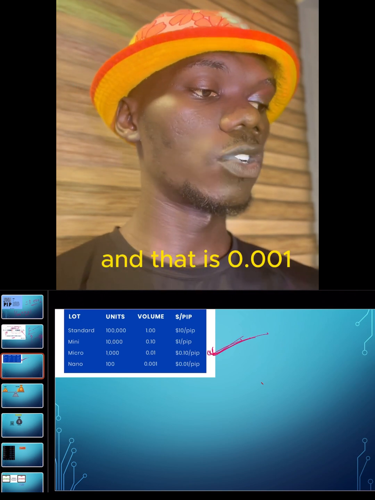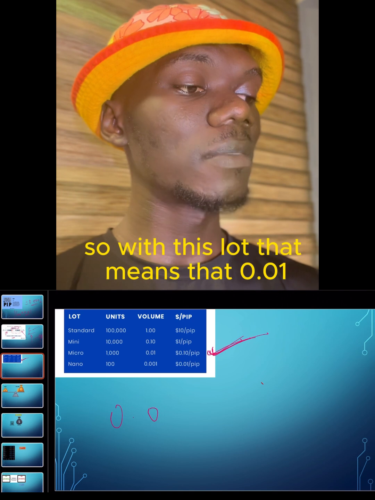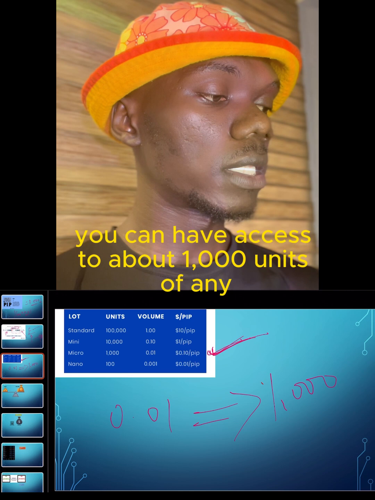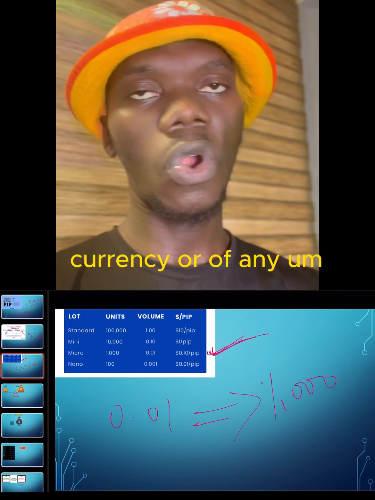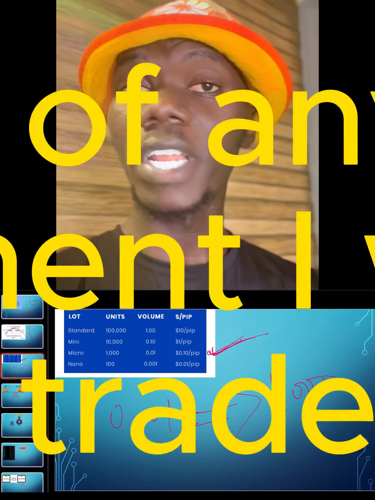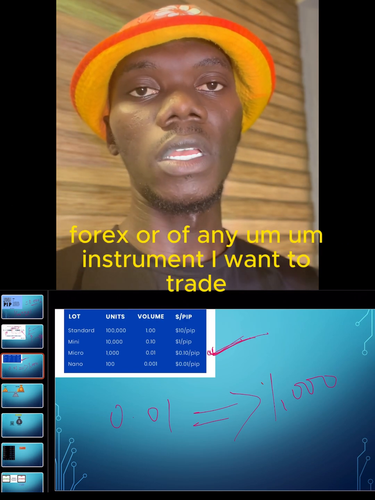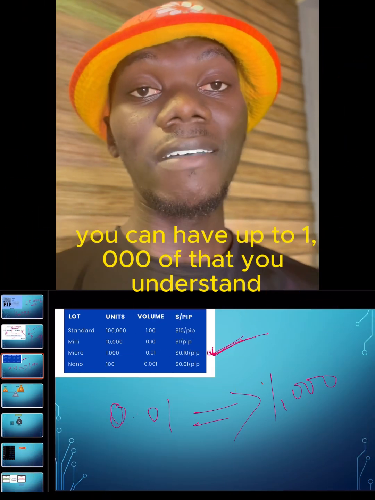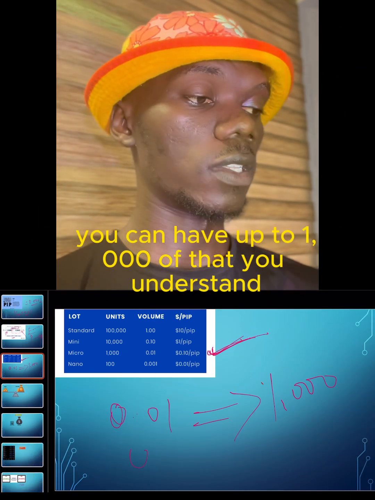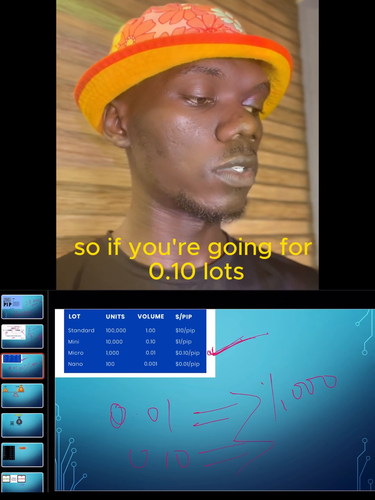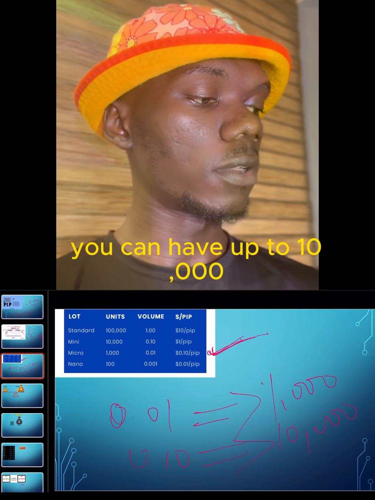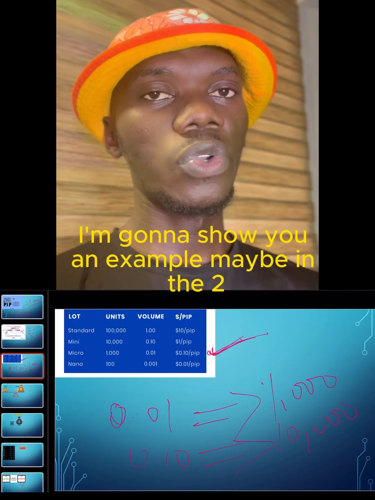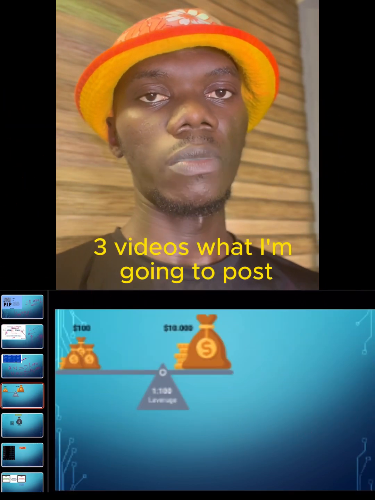They go for this lot, that's 0.01. So with this lot, that means 0.01, you can have access to about 1,000 units of any currency or of any Forex or of any instrument that you want to trade. So with 0.01, sorry, you can have up to 1,000 of that. You understand? So if you're going for 0.10 lots, you can have up to 10,000 units of what you want to buy. So that's the meaning of the lots. I'm going to show you an example maybe in the next 2-3 videos when I post.